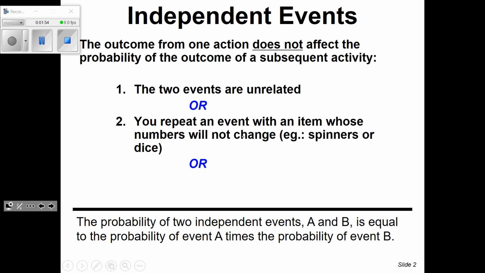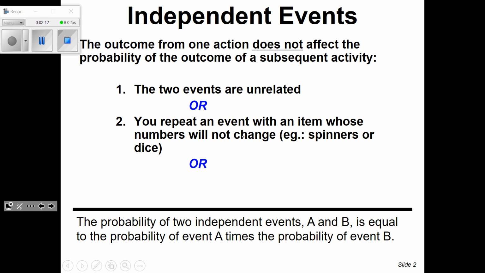The second would be that maybe you're repeating an event whose numbers don't change. So it's the example of spinning a spinner on a game or rolling a dice. Whenever you roll a dice, you have the same chance of rolling that number again the second time, right? Nothing changes about it. You didn't take anything away from that dice. Just because you rolled a 6 the first time doesn't mean you can't roll a 6 the next time, right? You have the same chance of that happening either time.